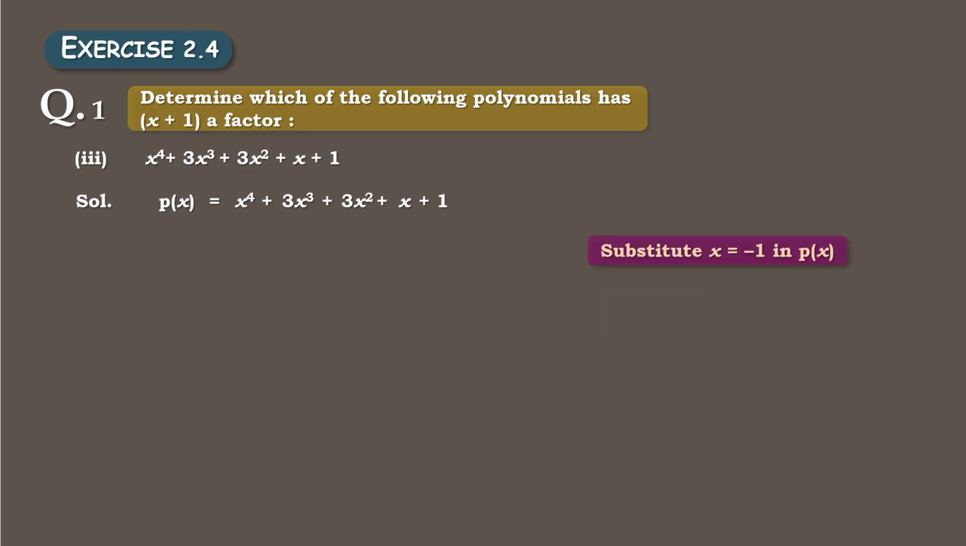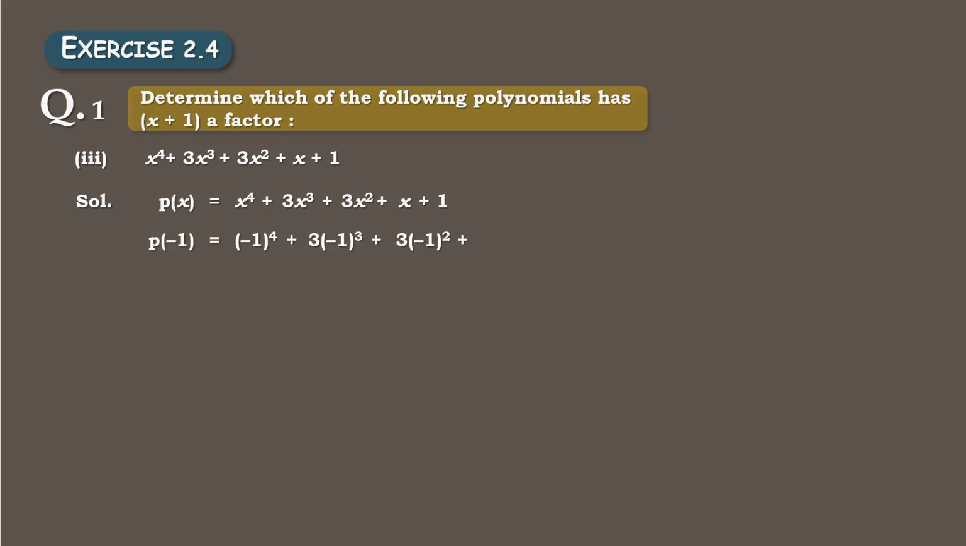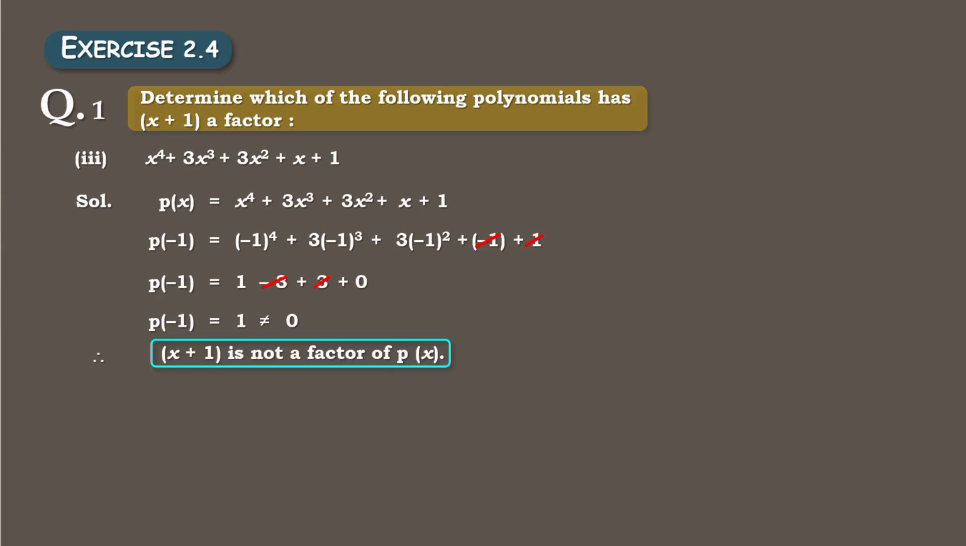So first, we substitute x equal to minus 1 in the given polynomial. We replace x with minus 1 in every term of the polynomial and simplify carefully. After simplifying all the terms step by step and adding them together, the final value comes out to be 1. Since the value of the polynomial at minus 1 is not equal to 0, we conclude that x plus 1 is not a factor of the given polynomial. Therefore, x plus 1 is not a factor of the polynomial x power 4 plus 3x cubed plus 3x squared plus x plus 1.